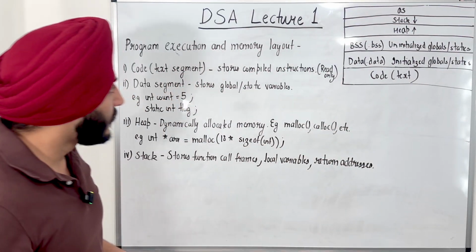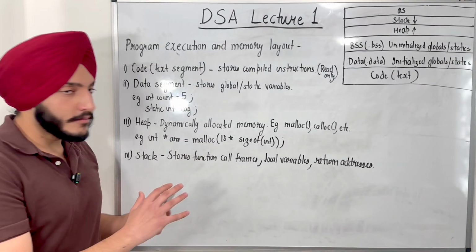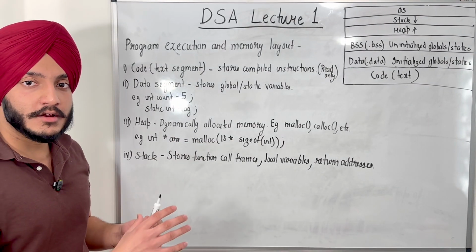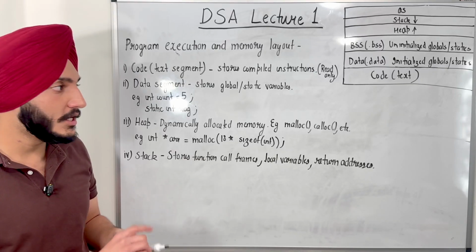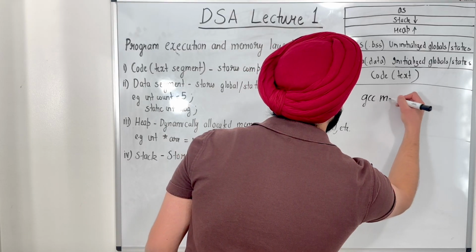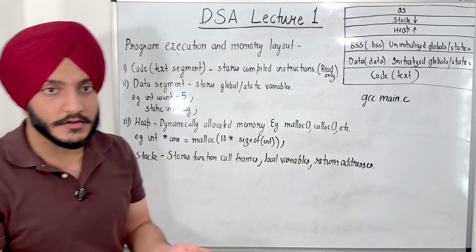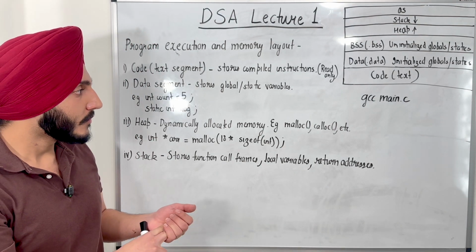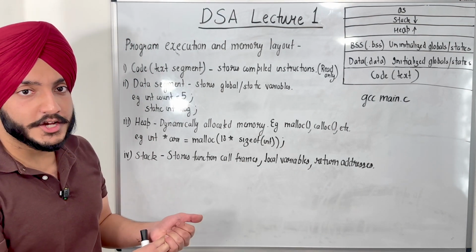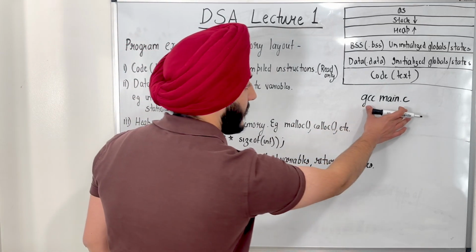Okay, now let's try to understand the program execution and the memory layout, right? So far, I hope you understand that when you run the gcc main.c code, it does 4 steps: preprocessing, compilation, assembling, and linking, right? So that's what this step actually does.